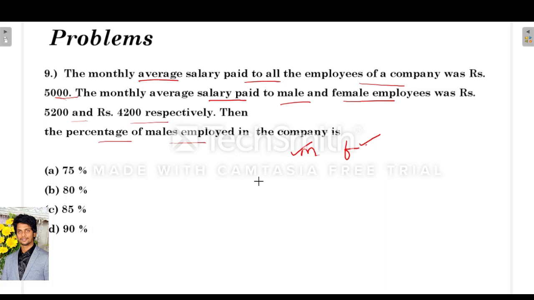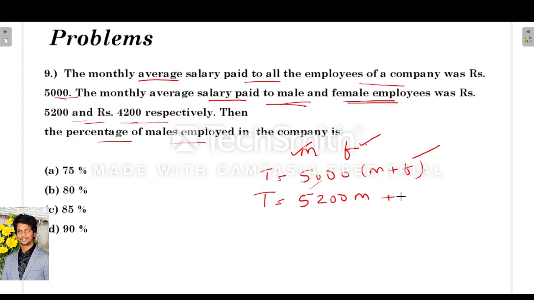So basically they are telling the average salary paid to all employees of the company is 5,000. So total salaries paid is equal to 5,000 into (M plus F), because this is the total number of employees and this is the average salary. So again they are telling the average salary paid to male and female employees is this and this respectively. So the total salary can be written as average salary paid to males into number of males plus average salary paid to females into number of females.